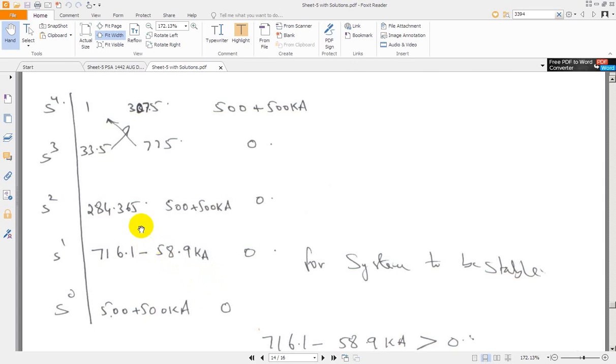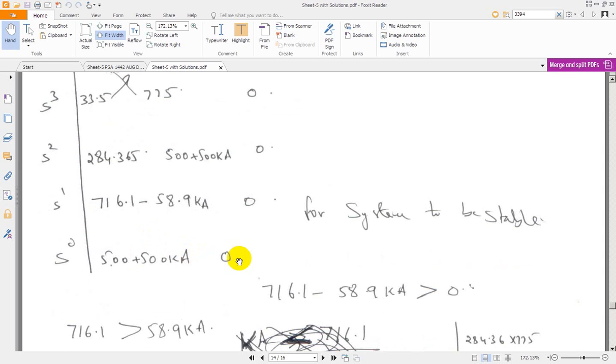Now for a stable system, all these should be of the same sign. If this is positive, this should be positive, this should be positive. It means this should be positive and it is already positive. If Ka is positive, this expression is also positive. Hence this value should be positive.